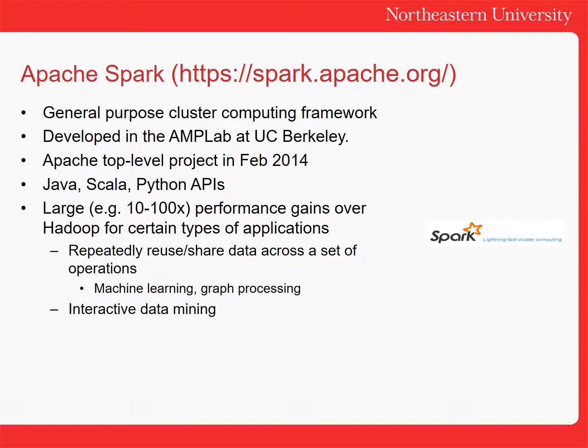So one of the disadvantages of MapReduce and Hadoop is that it prefers reliability over performance. That means that at every stage in a MapReduce job, things are persisted to disk. So the mappers will write to disk, the reducers will read from disk, the reducers will write to disk.